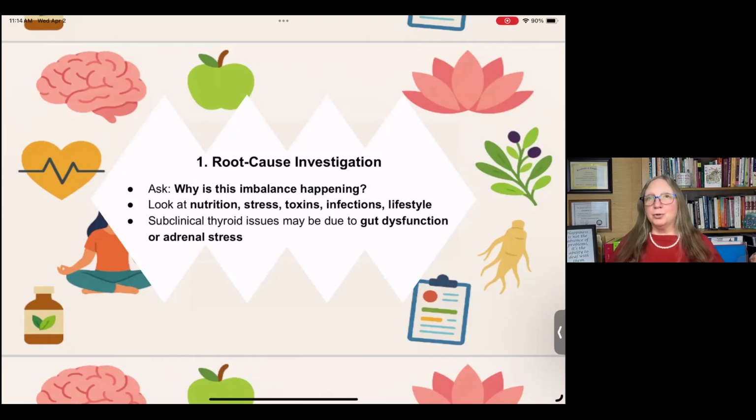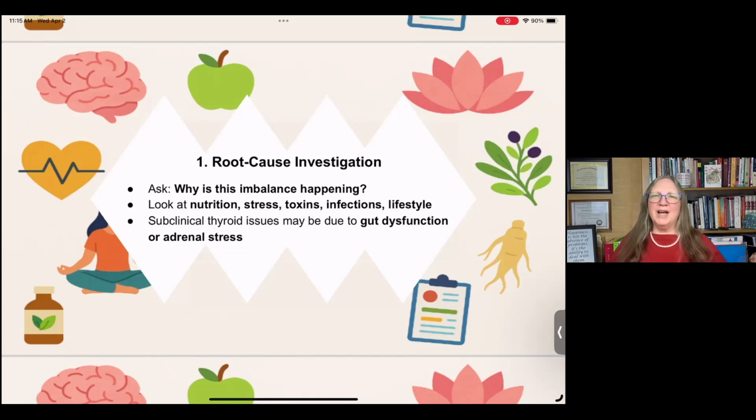We look at your nutrition. We look at your stress level. We look at toxins. We look at infections. We look at your lifestyle. So for example, a subclinical thyroid issue may be due to gut dysfunction or adrenal stress.